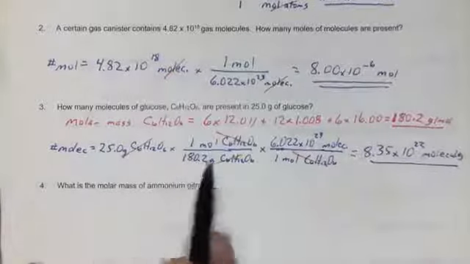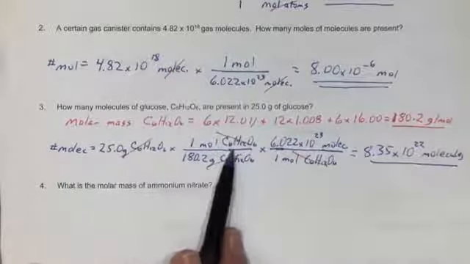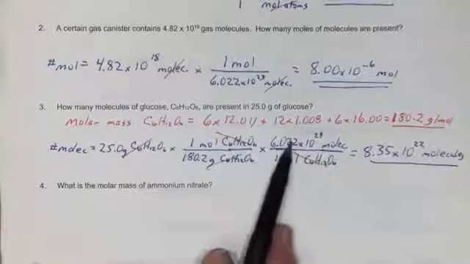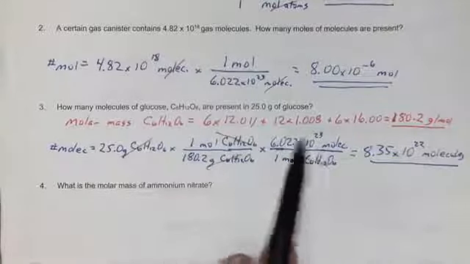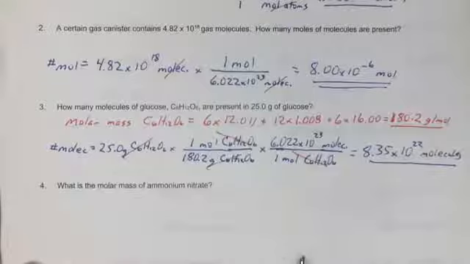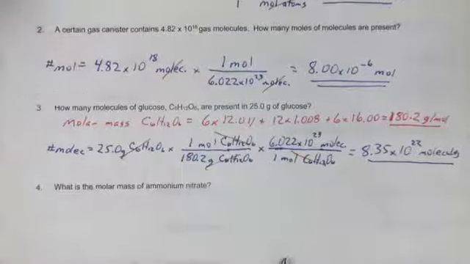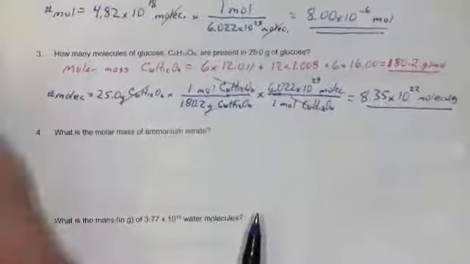Okay, so we went from grams to moles using the molar mass. Once I had it in moles of glucose, I went from moles of glucose to molecules, to the number of particles, using Avogadro's number. Okay, question number 4. What is the molar mass of ammonium nitrate?